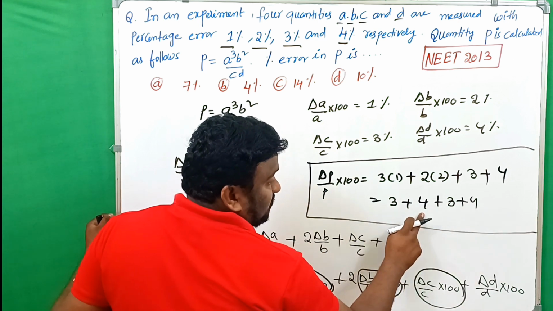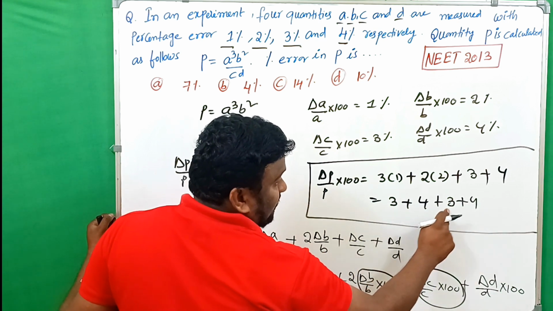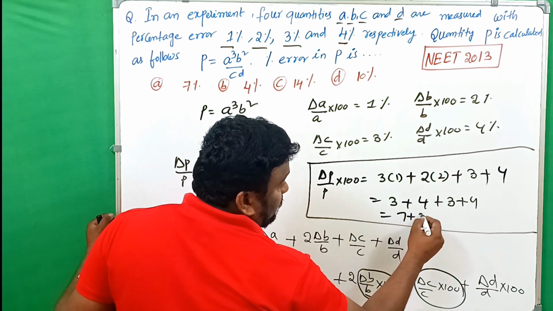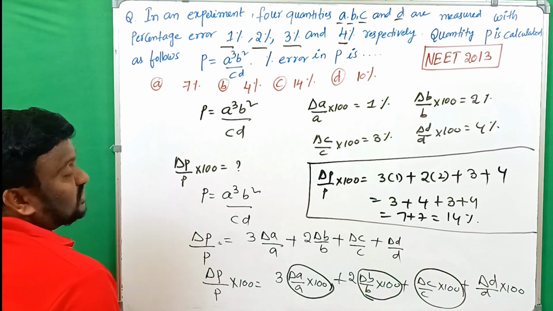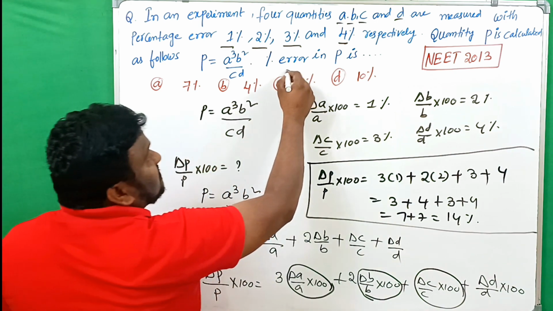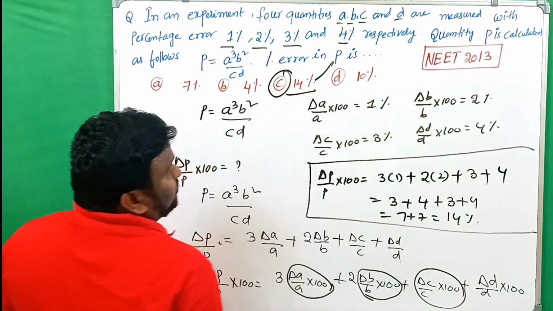So 3 plus 4 is 7. Again 3 plus 4 is 7. 7 plus 7 is 14%. So that's why among the 4 options, C option is the correct one.